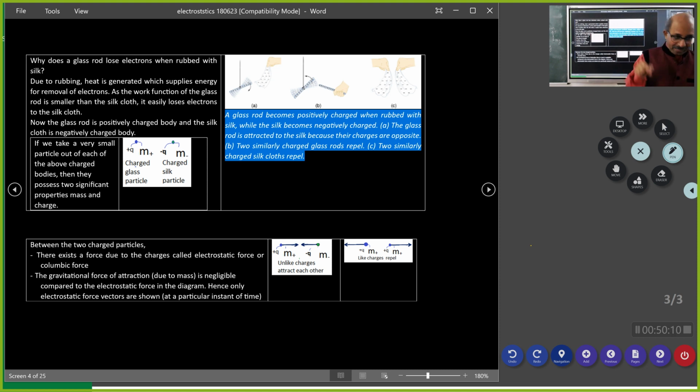Understood? For practical purposes, when we are solving problems, the gravitational force becomes insignificant when you are considering protons and electrons and things like that. But in the real world, you can have bodies which have enormous mass and negligible charge.